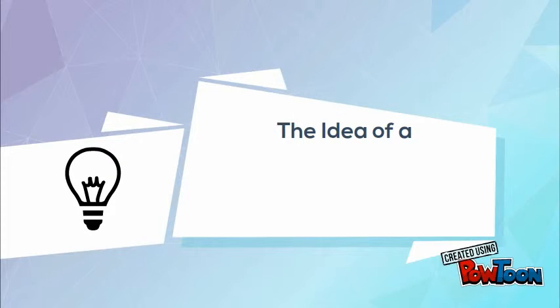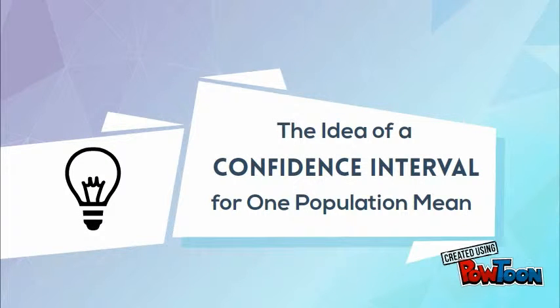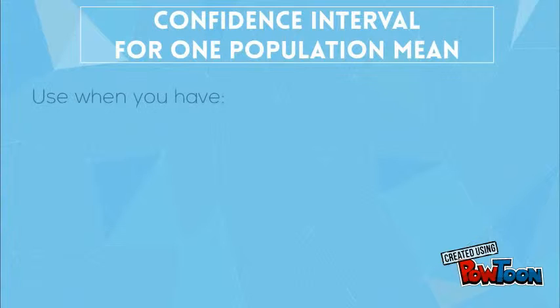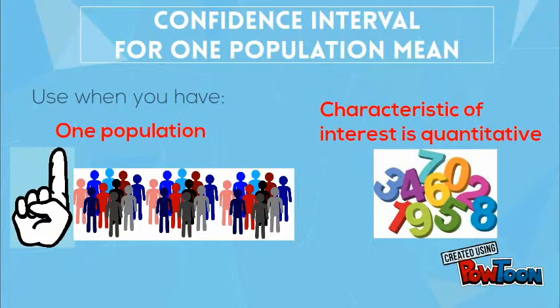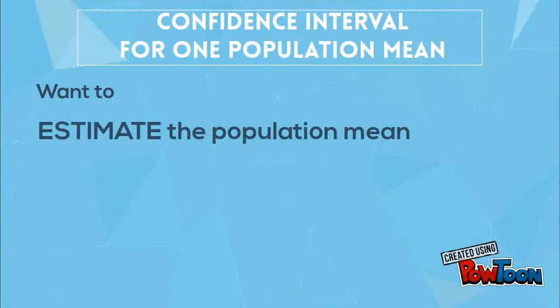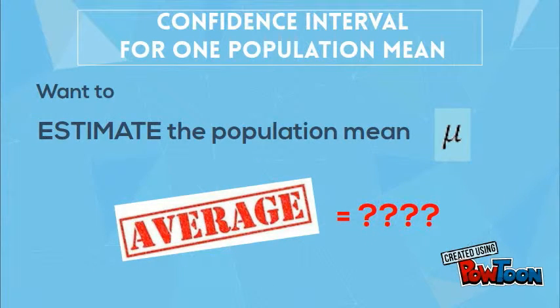The idea of a confidence interval for one population mean. A confidence interval for one population mean is used when you have one population, the characteristic you are interested in is quantitative, and you want to estimate mu, the unknown mean of the population.